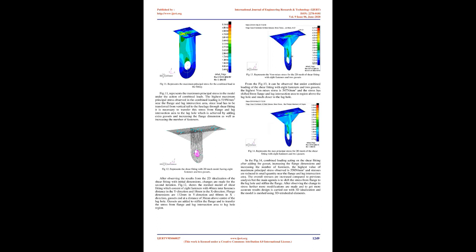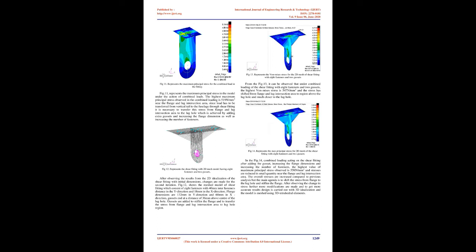Fig. 10 represents the von Mises stress for the combined loading acting on the shear fitting. Combined loading consists of the axial load and the transverse load. The highest stress observed in the combined loading is 535 N/mm2 near the flange and lug intersection area.